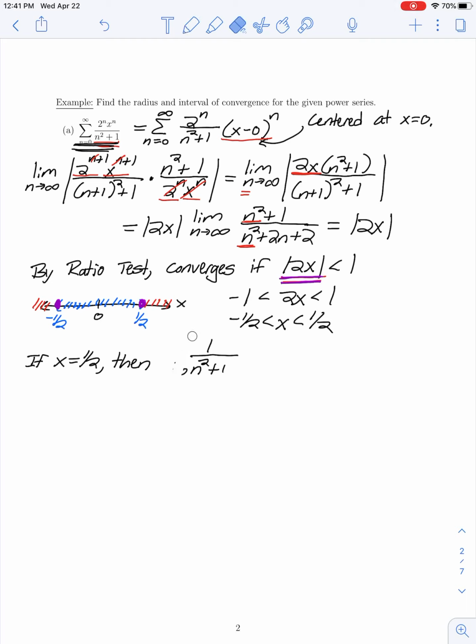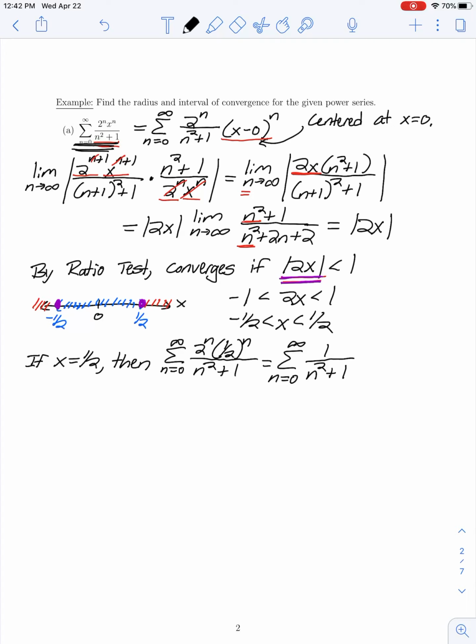So let me write that out in a little more detail so you can see exactly what I'm doing here. So we have a series from 0 to infinity of 2 to the n times x to the n. Now if x is 1/2, I have 1/2 to the n over my n squared plus 1. So if we simplify, our numerator, 2 to the n times 1/2 to the n is 1 to the nth power, which is always 1, divided by n squared plus 1.